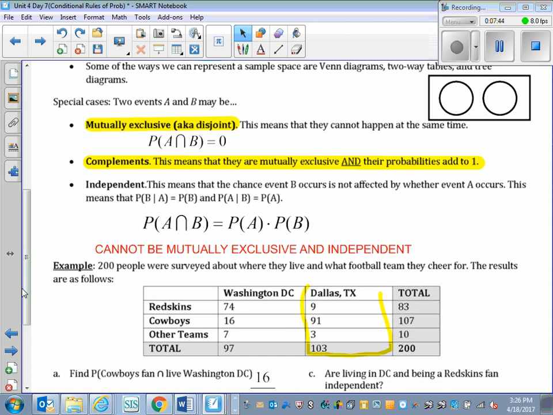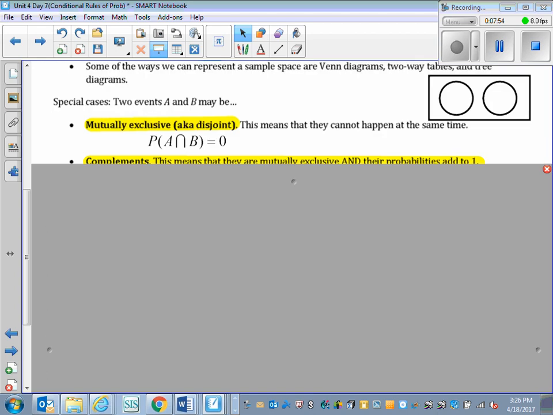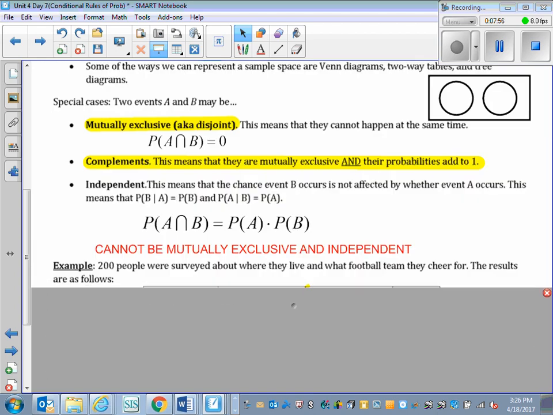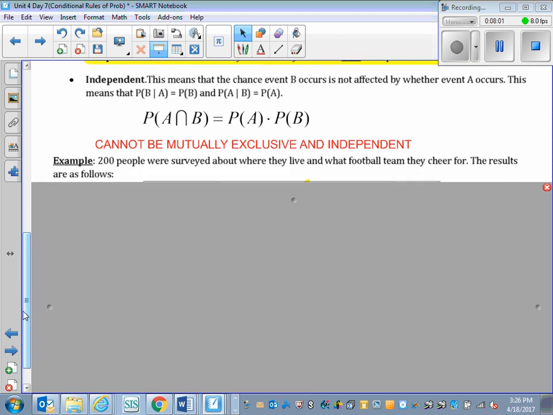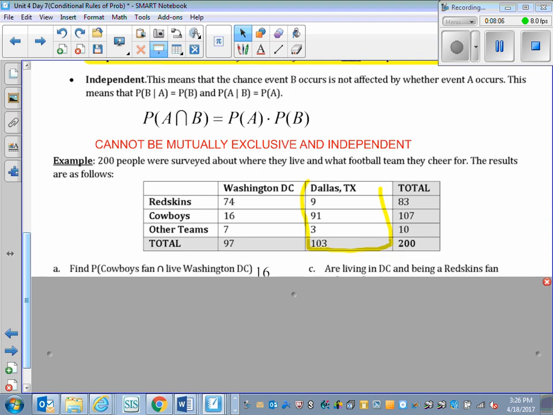Independence, again, we use the multiplication rule. So it cannot be mutually exclusive and independent at the same time. So look at our first example. We got 200 people surveyed about where they live and what football team they cheer for. So the probability of being a Cowboys fan and live in DC is going to be 16 out of the total 200.